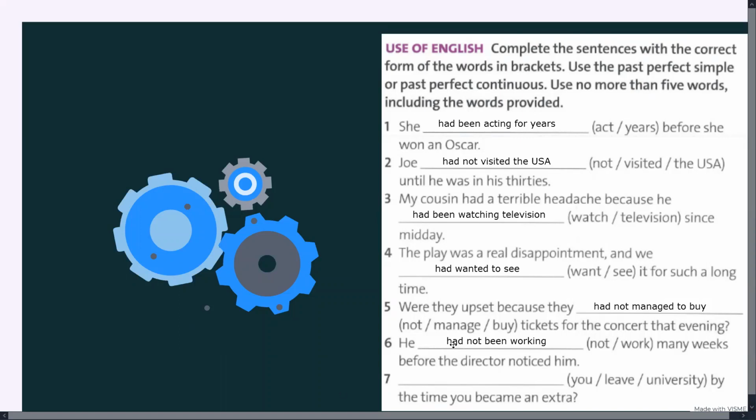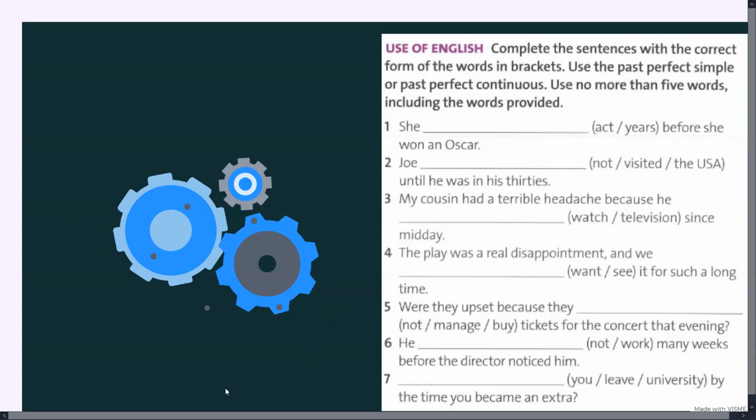Let's see next. You leave university by the time you become an extra. By the time, I would say, had you left university? You left university by the time you became an extra, because leave is a sort of binary action. Again, it's not a state verb, but it's leave or not leave. If we say, had you been leaving university, it would imply that the process of leaving was a long one. It took a while for this person to leave. While this question just wants to ask, by that time, did you leave or not? So it's simple.